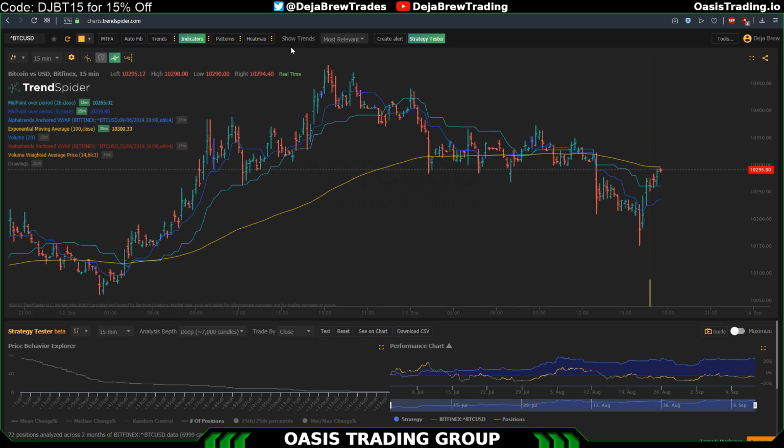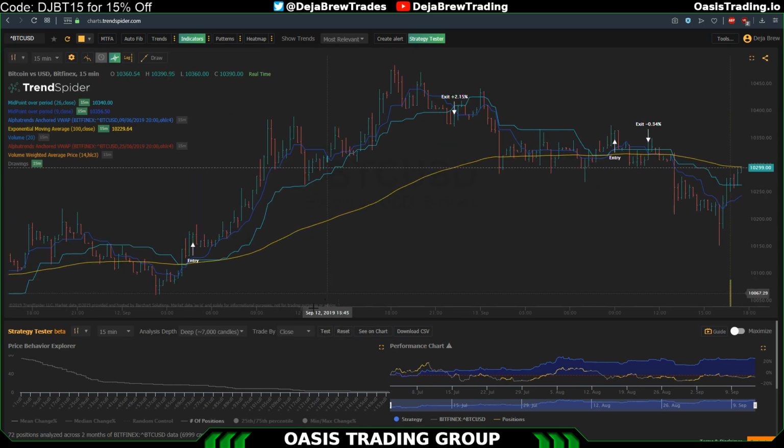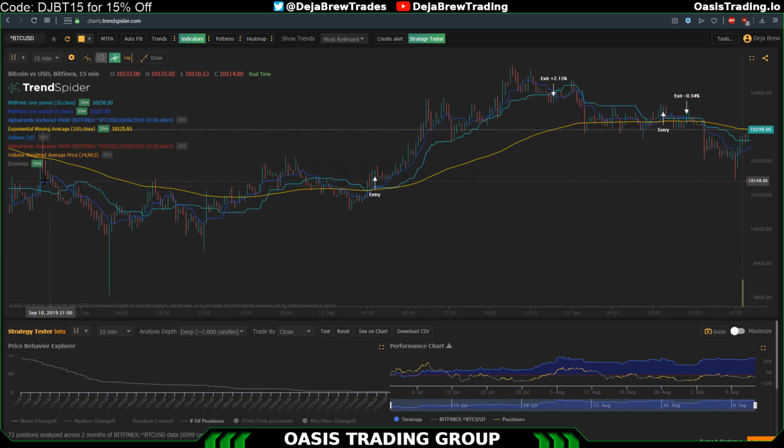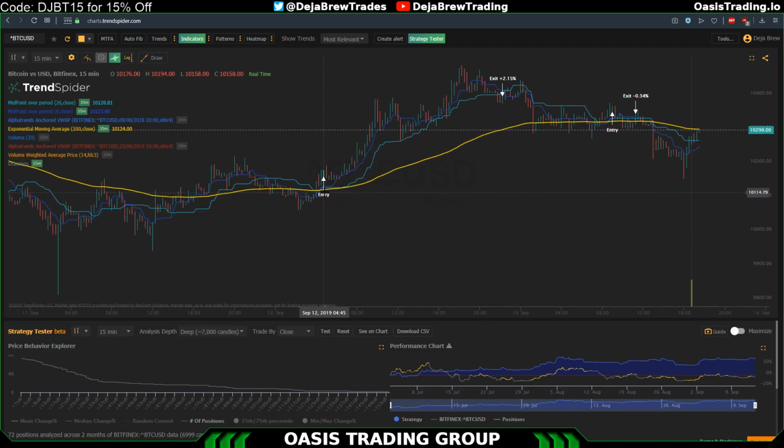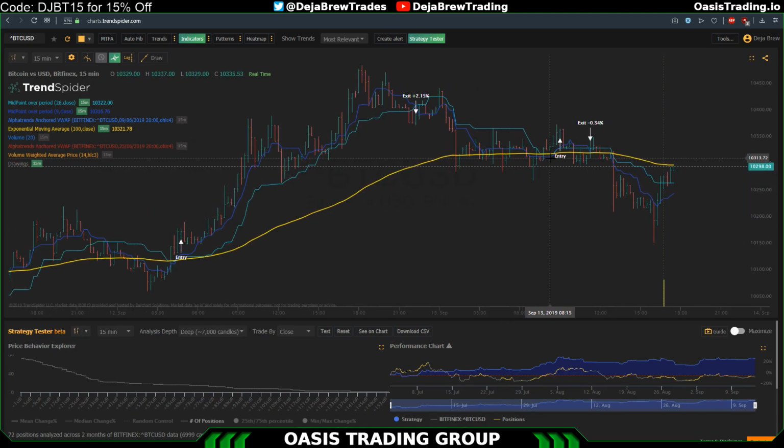Now, another thing you can do with the strategy tester: you can show these trades on your chart. If you hit see on chart, you can see your trades on your chart as long as you're on a chart that is the same time frame as your strategy would be traded on. As we can see here, it entered here and it exited here for a 2.15% gain. And then we had a false entry here, which ended up closing for a small loss of 0.3%. So as you can see, the wins are much bigger than the losses. That's why the strategy does so well.